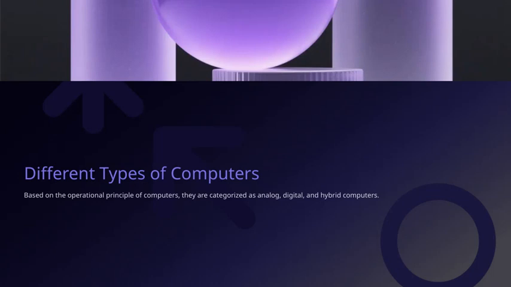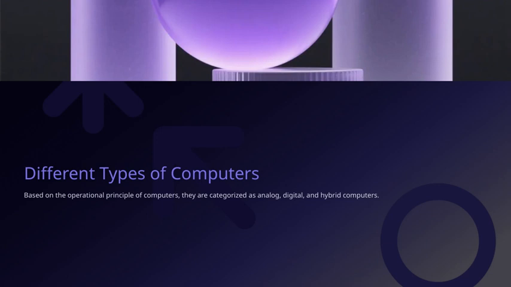Let's take a closer look at the different types of computers based on how they operate. We have three main categories: analog, digital, and hybrid computers. Each of these types works on a different principle, which makes them suitable for various applications.